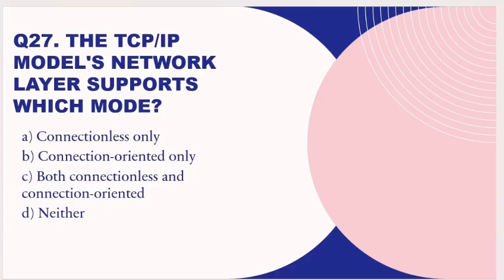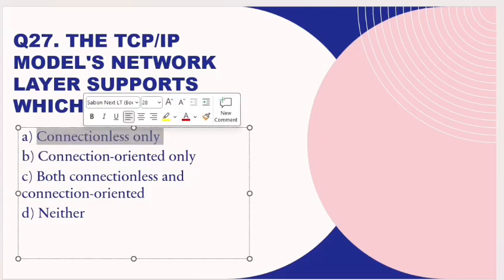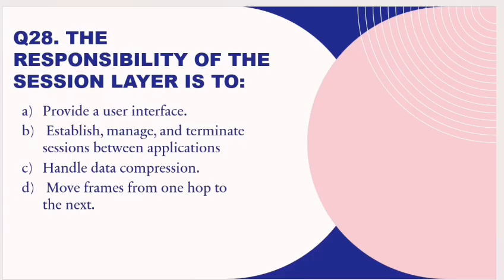The TCP/IP model's network layer supports which mode? Option A, connectionless only. Option B, connection oriented only. Option C, both connectionless and connection oriented. Option D, neither. I hope you all have guessed the answer right. The right answer for this question is option A, connectionless only. Moving on to the next question, which is question number 28.